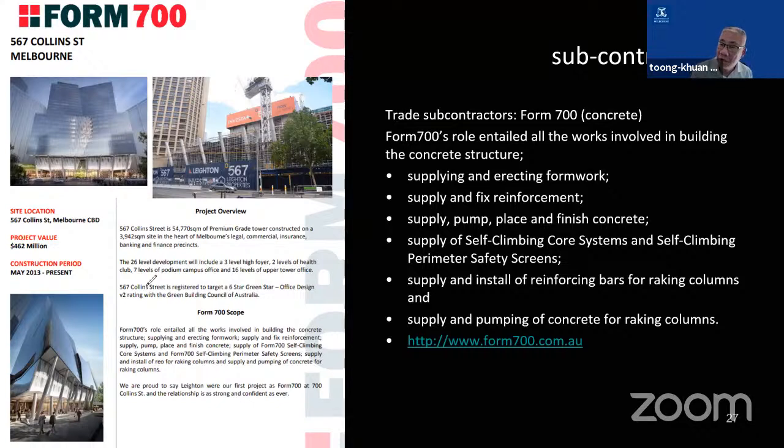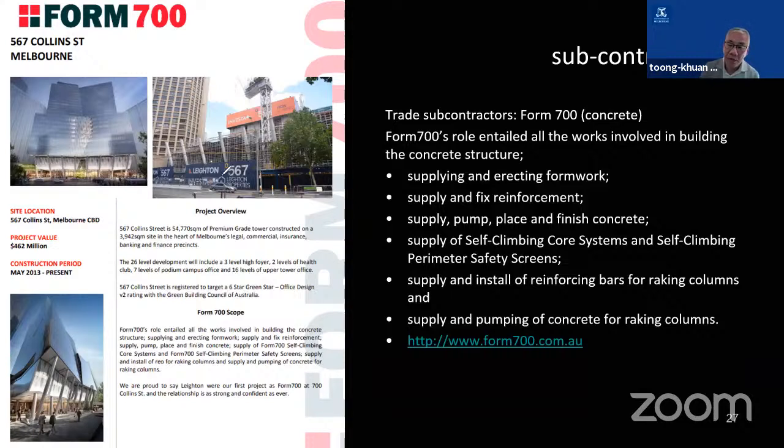So what I've shown you over here is one of the largest subcontractors. Form 700 is a large concrete subcontractor. All right, so they've focused solely on concrete. Some of their roles are listed over here. If you look on their website, they will tell you what they do. They supply and erect formwork. They supply and fix reinforcing bars. They supply, pump, place, and finish the concrete. They also sometimes supply the self-climbing form for the core, and they supply the perimeter fencing.